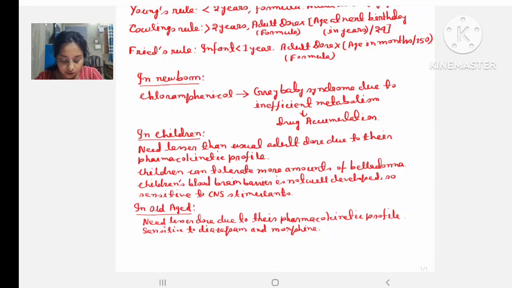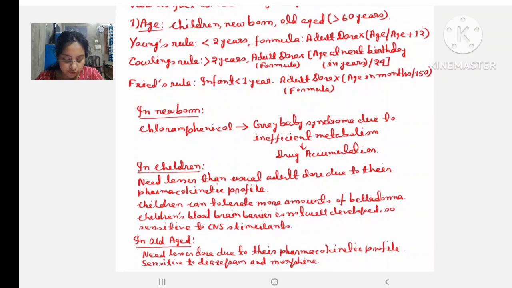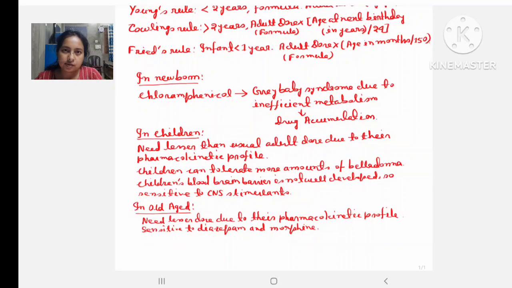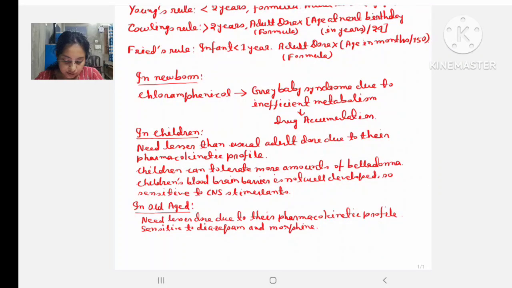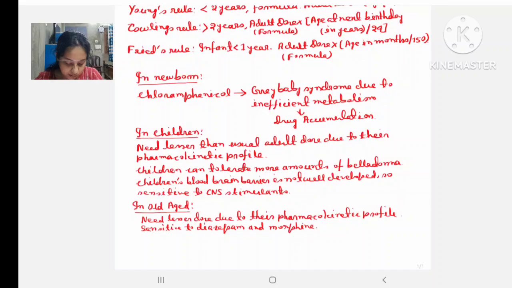In case of children or infants, these formulas, that is Young's rule, Cowling's rule, Fried's rule, are used to calculate the dose of a drug, and in case of older adults, it is calculated based upon other factors, because older people take many drugs and they have many comorbidities like diabetes, hypertension, etc., and for that dose calculation is required for them.